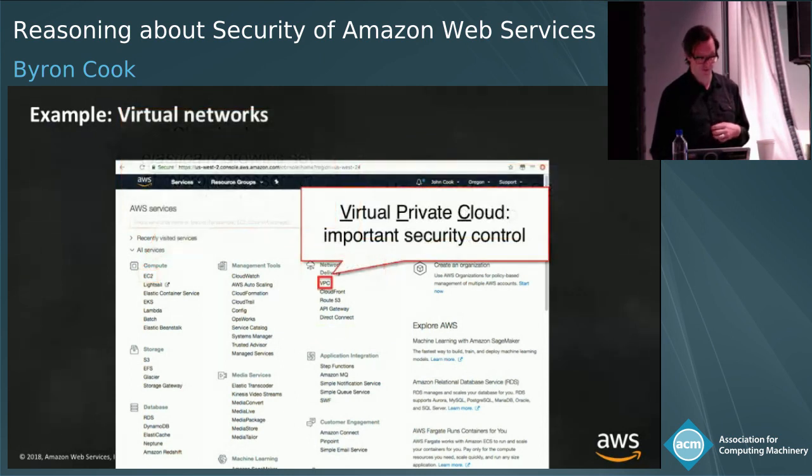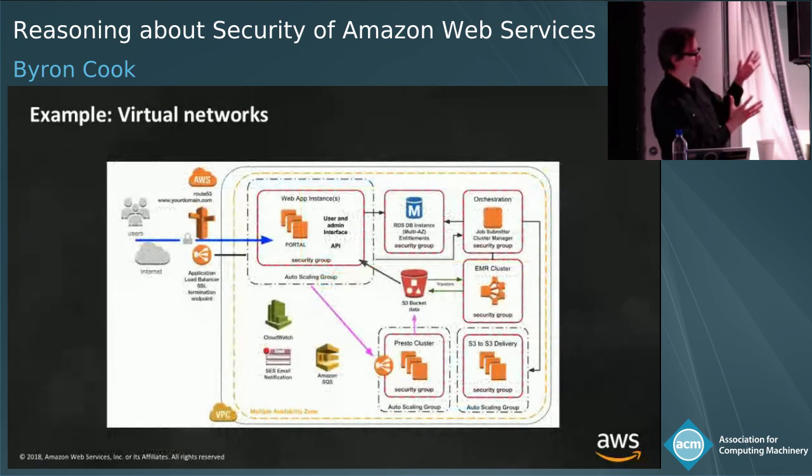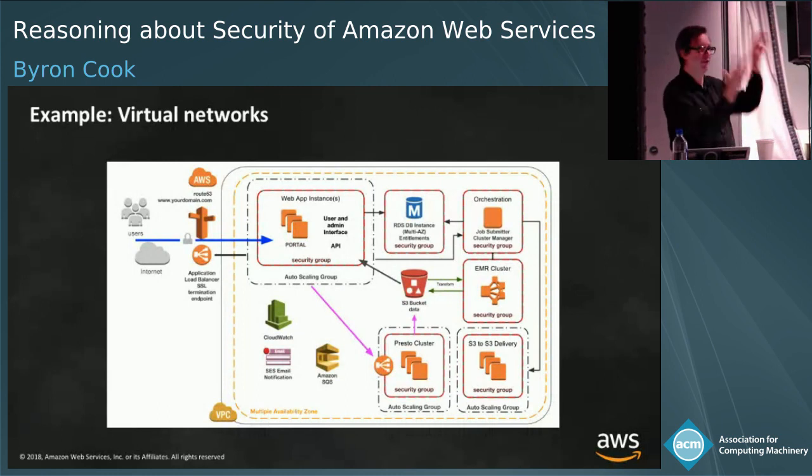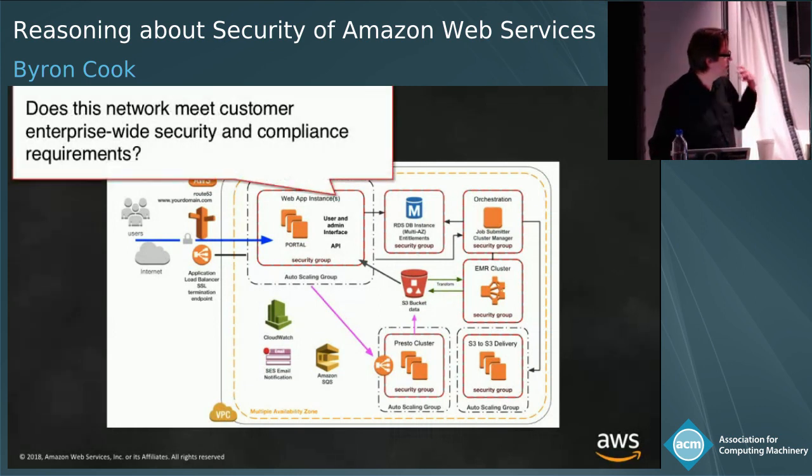So there's an idea of virtual private cloud. And this is a classic AWS network diagram where you have these instances and services, and they're connected up, and there's VPCs around them, and they're configured with security groups, and all of this complex machinery that customers need, and sometimes they get them a little bit wrong. So the question is, does this network meet the enterprise-wide security or compliance requirements that they have?